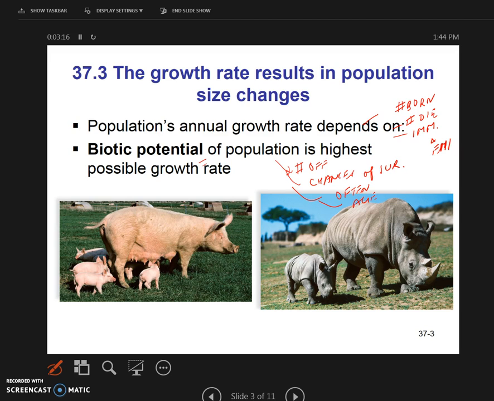So here, as you can see in the figure, biotic potential is dependent upon many factors, and among them is the number of offsprings per reproductive event. You can see the pig reproduces many offsprings that quickly mature, and therefore they have a very high biotic potential. The rhinoceros, this is a double-horned rhinoceros, produces only 1 or 2 offsprings, and it is a very infrequent reproductive event, and so of course it has a lower biotic potential.